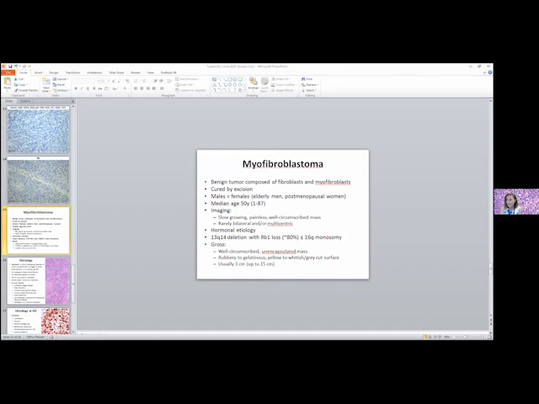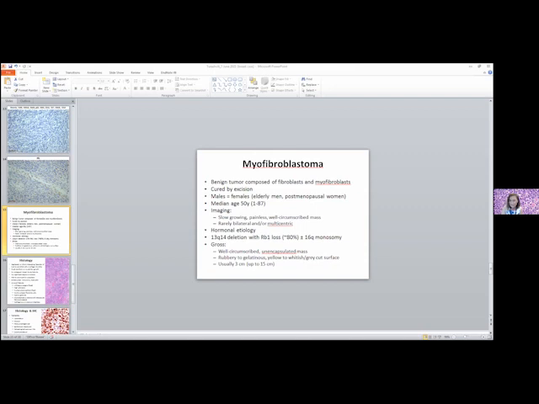I just want to briefly discuss the most common features of myofibroblastoma, and probably 98% of cases that we see will have one of those features. And then I want to emphasize the unusual features that we can sometimes encounter in practice. As you'll know, it's a benign tumor of fibroblasts and myofibroblasts. Usually excision is all you need to do in these patients.